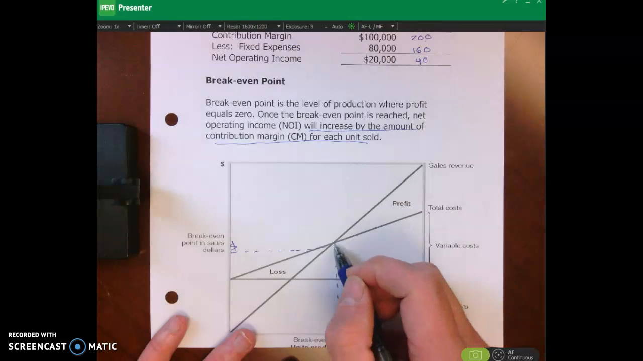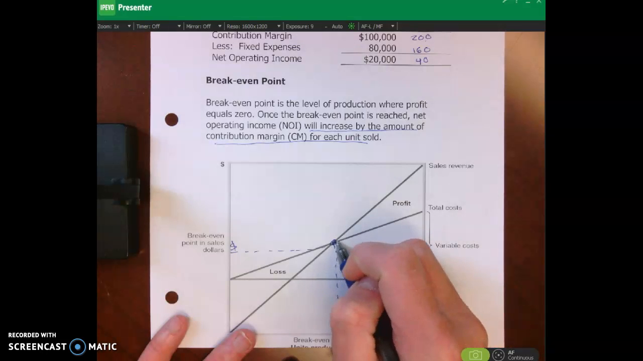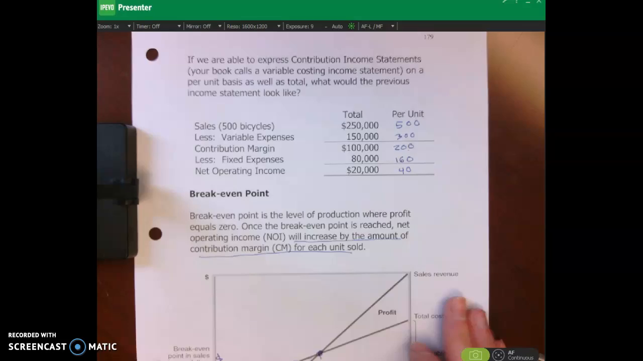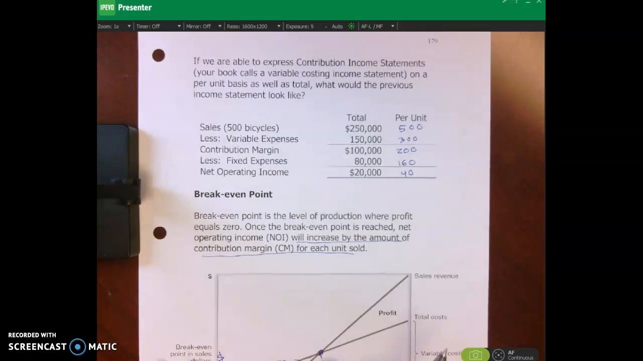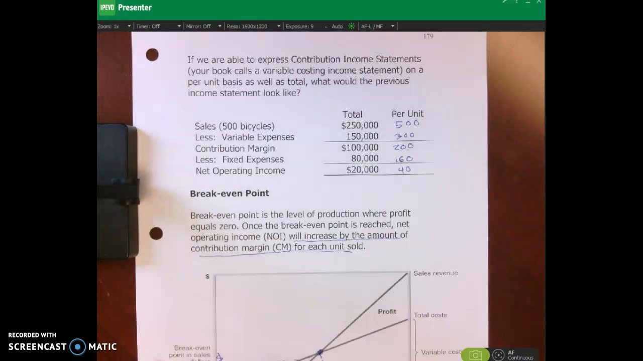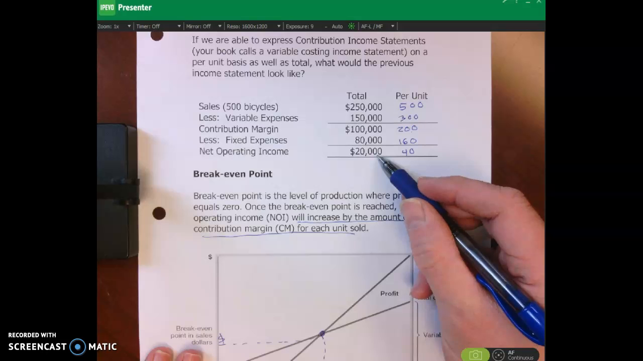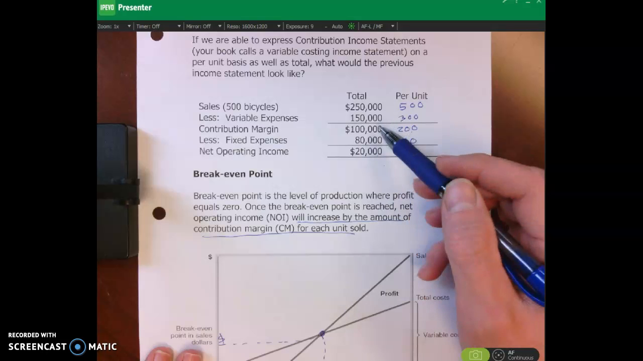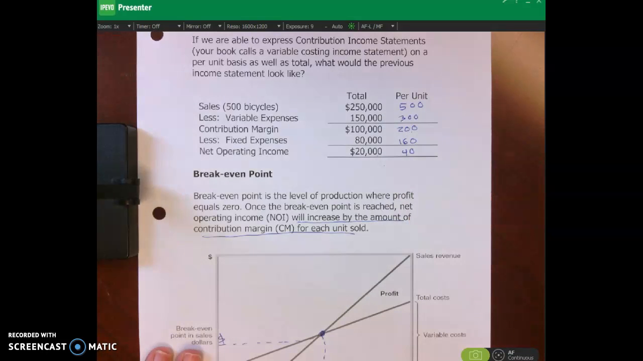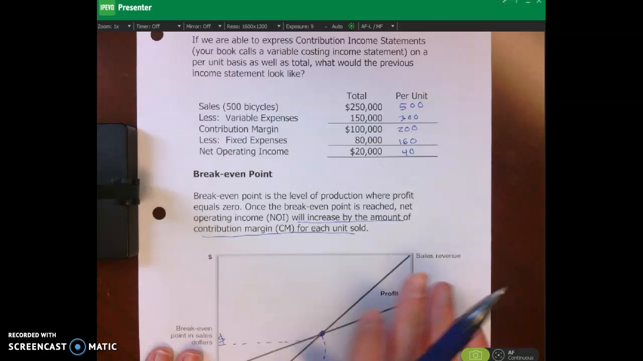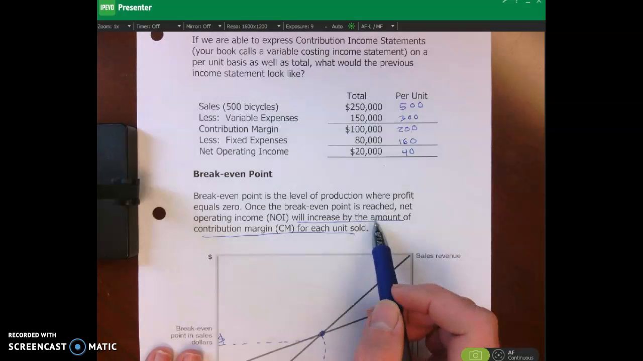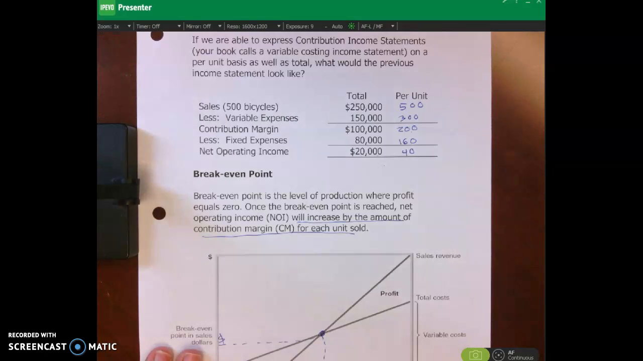So what we're saying is once we hit this point, if we look up here, we have covered all of our fixed costs. So for any additional sales, net operating income will increase by the amount of contribution margin. Okay, so let's walk through an example to really understand this in a little bit more detail.